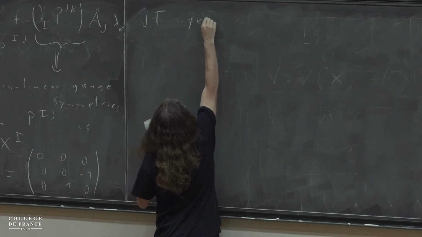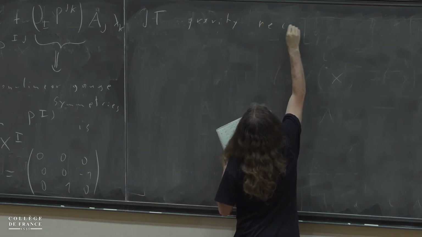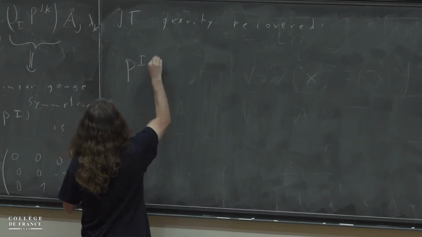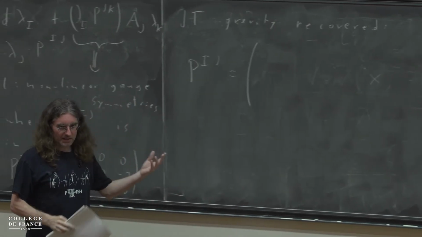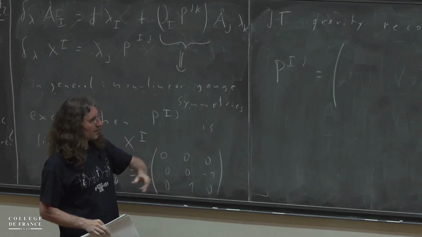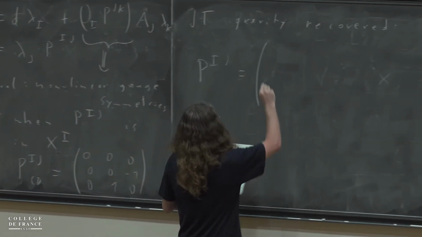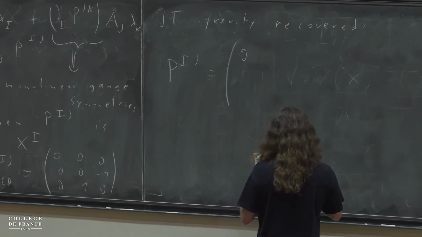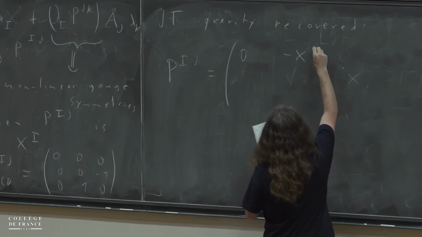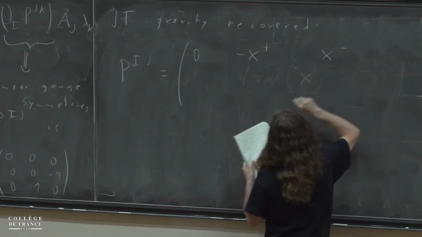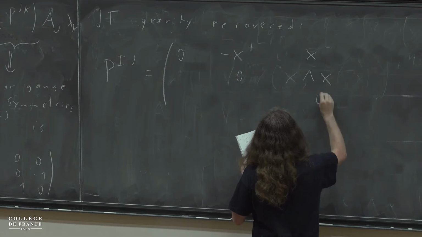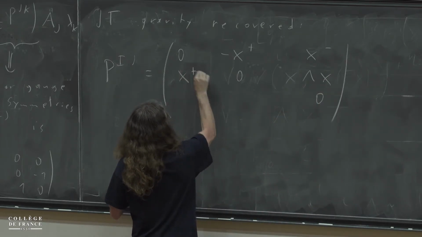So JT gravity is recovered if we choose the following Poisson tensor, Pij. First of all, it has a three-dimensional target space, so that we have three components in the connection, one corresponding to the spin connection, the other two to the Zweibein. And therefore, we also have the same target space coordinates as before, x^a and x. And in light-cone gauge, so x^+ and x^-, this Poisson tensor has the following form. So 0, minus x^+, x^-, 0, lambda x, 0. And okay, it's antisymmetric, but let me write it down once.